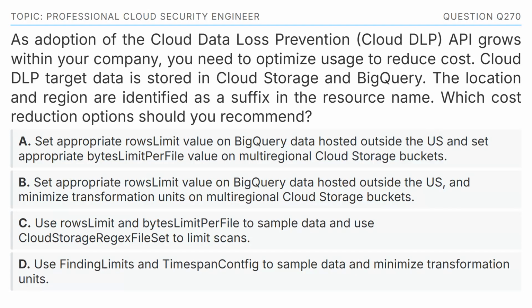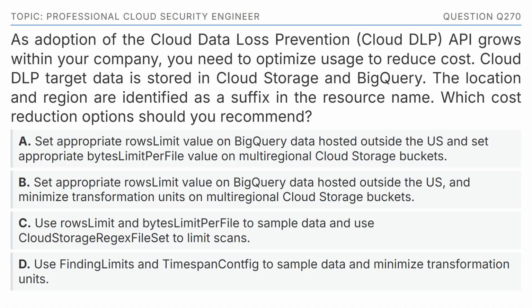As adoption of the Cloud Data Loss Prevention (Cloud DLP) API grows within your company, you need to optimize usage to reduce cost. Cloud DLP target data is stored in Cloud Storage and BigQuery. The location and region are identified as a suffix in the resource name. Which cost reduction options should you recommend?